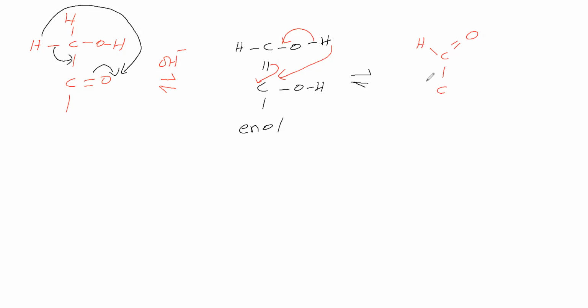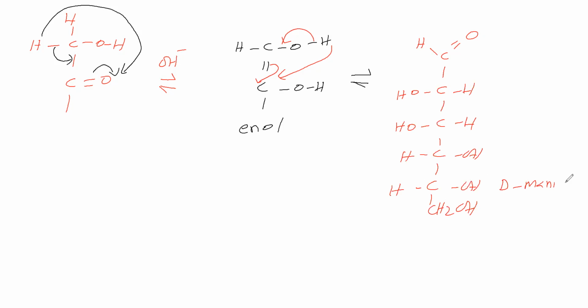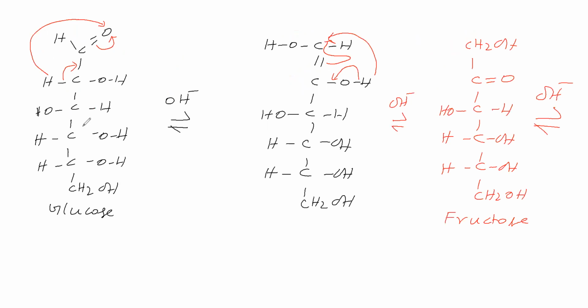So it is becoming, here the first carbon is CHO, the second carbon becomes HOH, third carbon we already discussed, fourth carbon is HOH, fifth carbon is HOH, sixth carbon is CH2OH. This is D-mannose. Now we will see here it is D-glucose. This D-glucose is converting into D-fructose.